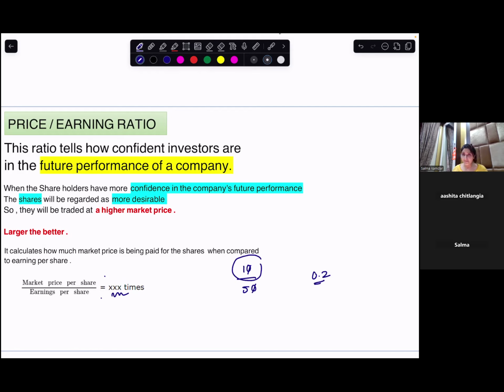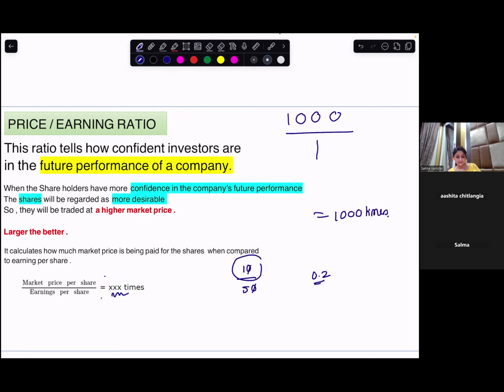Okay. Now let's take another example. Your market price per share is 1000, but your earning per share is 1. That means your price earning ratio is 1000 times. The price of the share is 1000 times of what you are earning. What does this mean? Is it good? No, it's bad. Why bad?